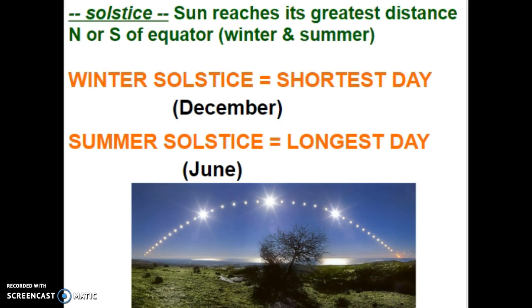Now, in our winter and summer months, we experience what's called a solstice. The solstice is when the sun reaches its greatest distance, either north or south of the equator. During the winter solstice, the sun reaches its greatest distance north of the equator. So this is our shortest day all year long. This happens December 21st, 22nd. And the summer solstice will happen when the sun reaches its greatest distance south of the equator. And that is our longest day of the year, and this happens around June 21st or 22nd.